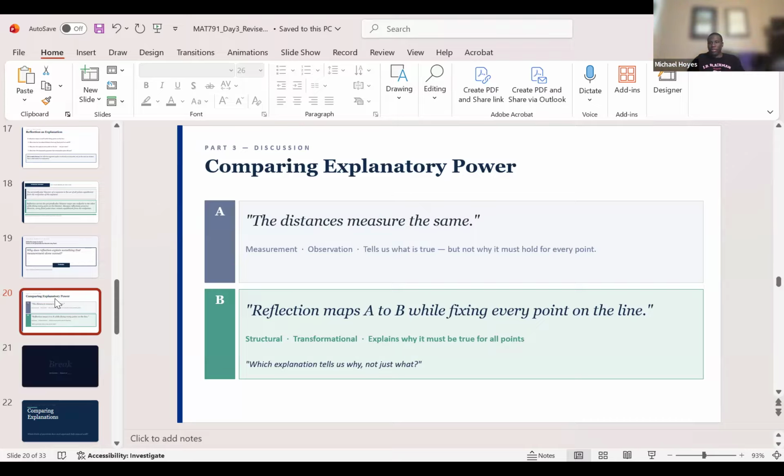That's really powerful, because now I can make claims about every single point on that line, because I know they're all fixed, because reflection fixes every single point on the line of reflection. And the ones that are off the line of reflection will map exactly to the other one, to its image, whilst preserving distance, whilst preserving angle. That's very structural. Now I can measure, obviously, to show that, but it gives me the why and how things are taking place, which is really, really powerful.